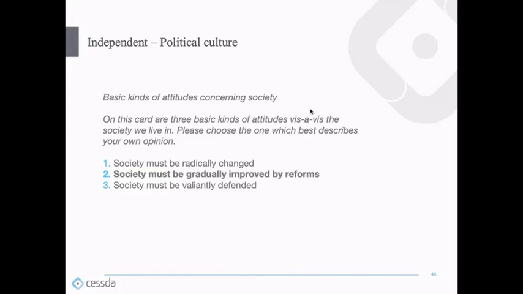For my project, I needed to find a large number of different data, such as data on GDP or level of democracy. But the core variable in my research was the variable measuring political culture. So today I will present my search for this very variable. As you can see, the question aims at measuring basic kinds of attitudes concerning society, and specifically, I was interested to see whether respondents believe that society must be gradually improved by reforms, because that was the very question that was used by Muller and Seligson in their article in 1994.